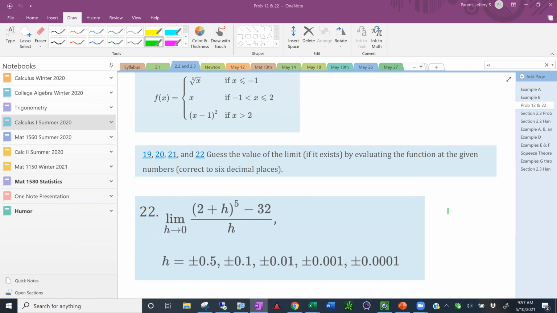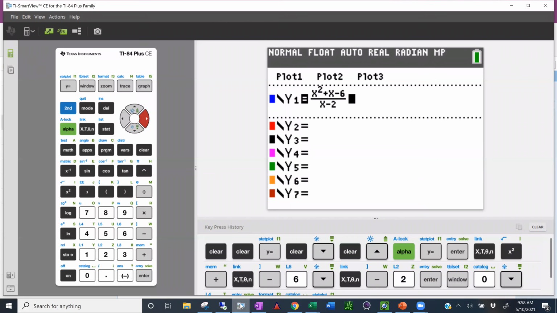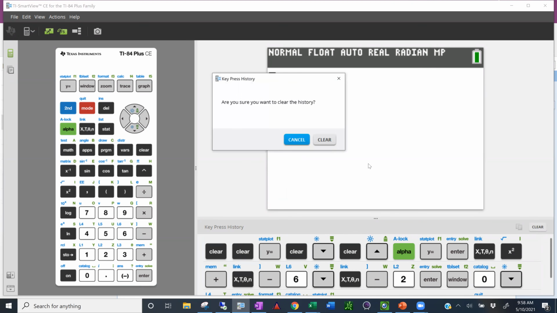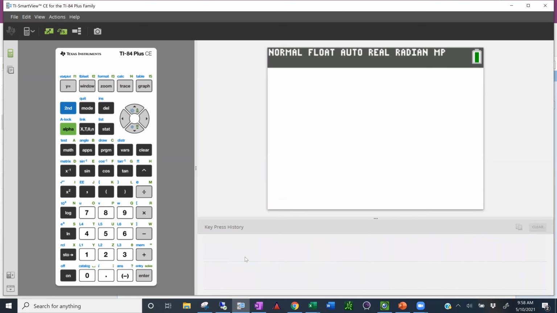If you've got a graphing calculator, you might want to take it out now. There's a good place to look at it. And let me share with you mine here. And maybe I should start from scratch, so let me hit a couple of clear buttons. And you can follow along with the keystrokes that I use down here in the key history.